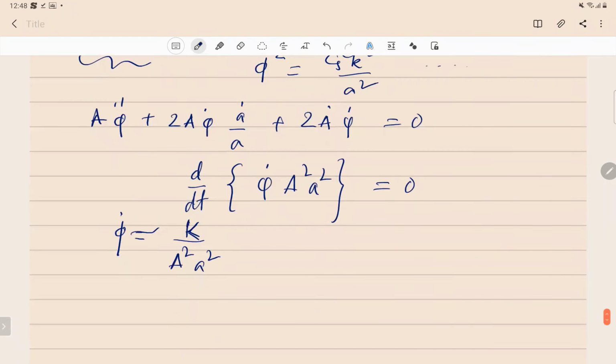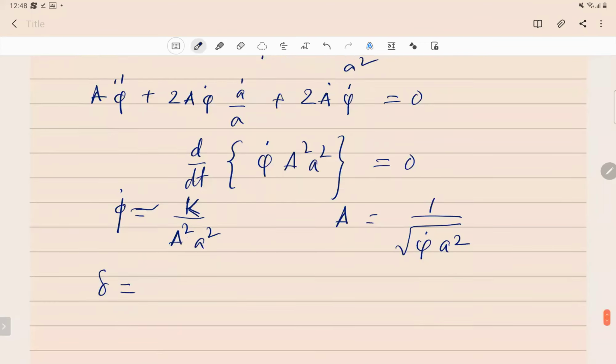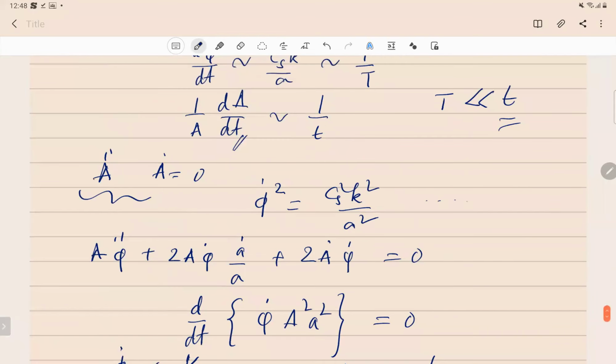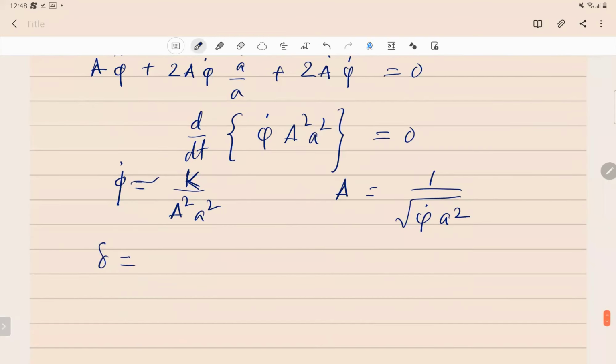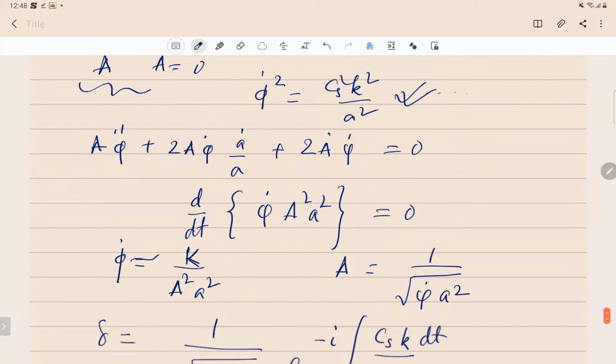So basically what you have is the amplitude goes as 1 by square root of phi dot times A square, right? And therefore you can write down your solution now, delta. Remember, delta was e to the power i phi, and phi dot we already know. Phi dot is CS K by A. So delta will be proportional, up to a normalization, to 1 by square root of CS A, e to the power minus i integral CS K dt by A. So we have integrated this equation to get this.